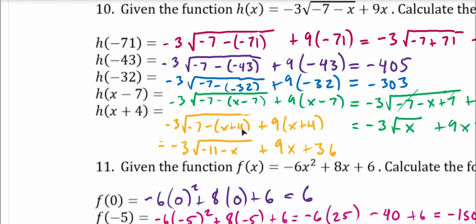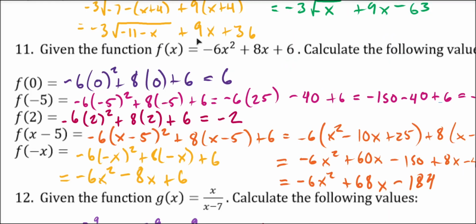On the other hand, for the last one, when I plug in x plus 4, distributing this and collecting like terms, I wind up with -11 minus x. That's it. There's really nothing else that we could do to simplify this expression. These aren't like terms, and so we'll stop here. This next one proceeds in a similar fashion.